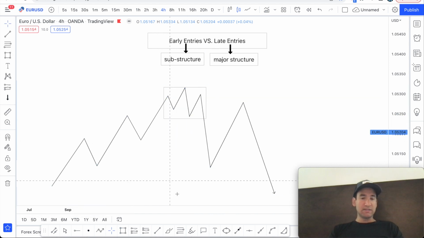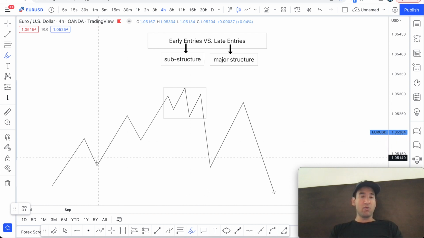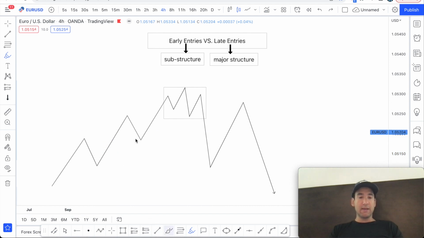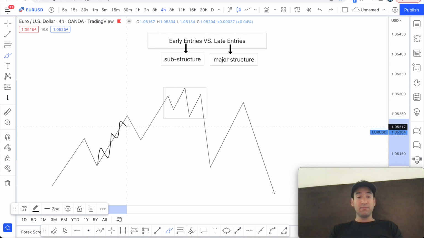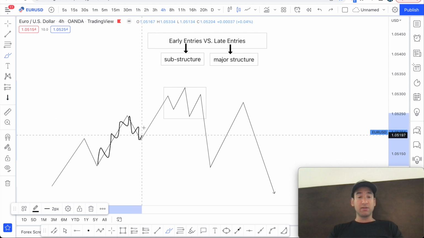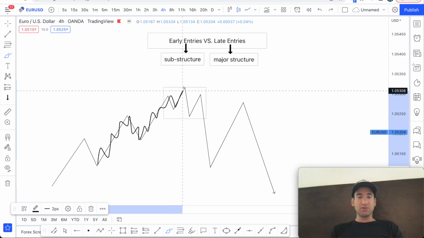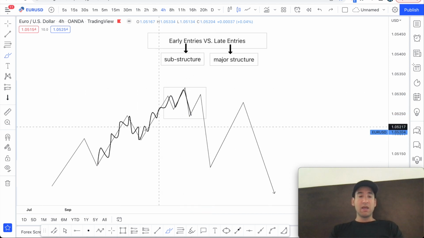Now, I'm only drawing this diagram so you can see this clearly in the markets. Of course, inside of our major structure, there's always a substructure and minor structure creating. So in this case, minor structure is going up, substructure is pushing down like this, minor structure is going up, and then substructure is going down. Minor structure is going up, substructure going down, minor structure going up, and substructure going down.